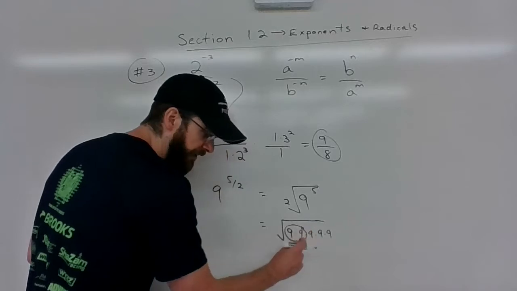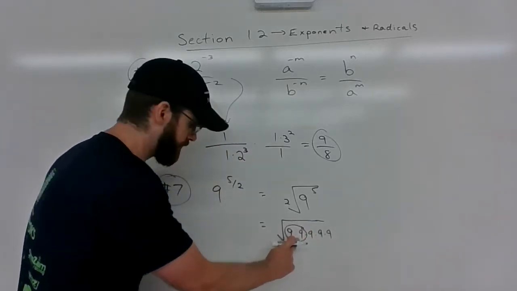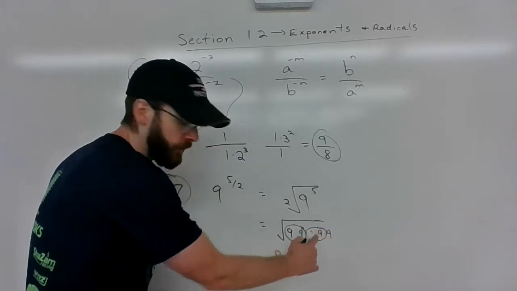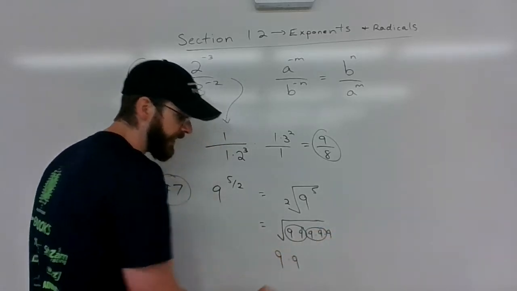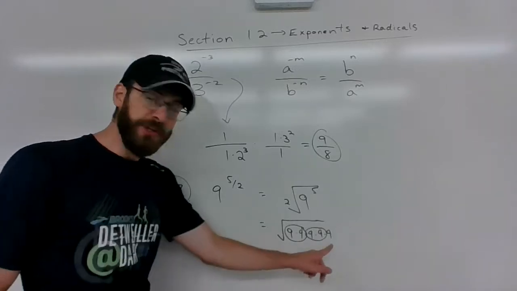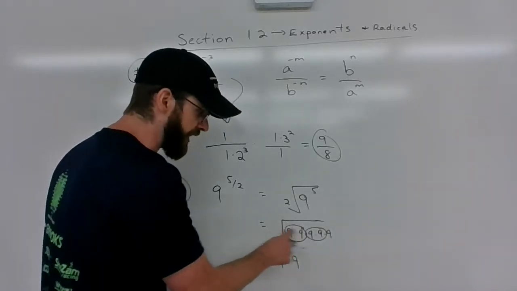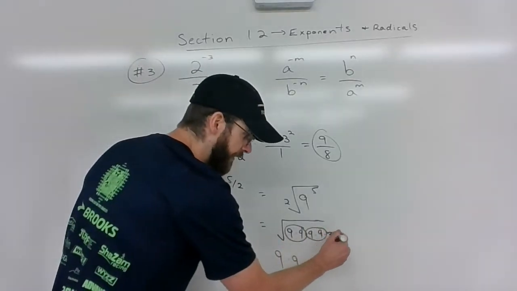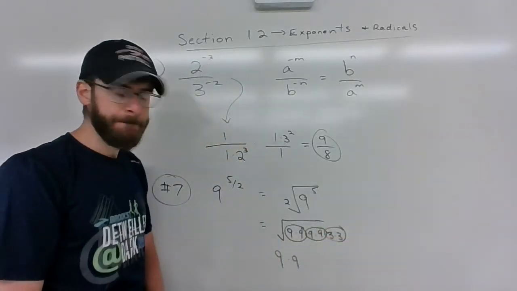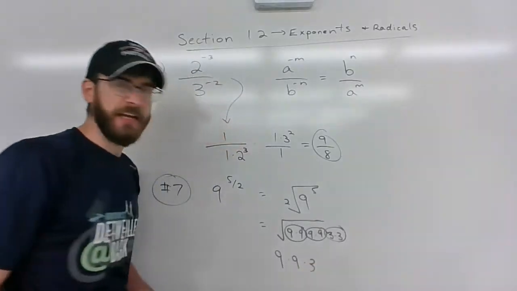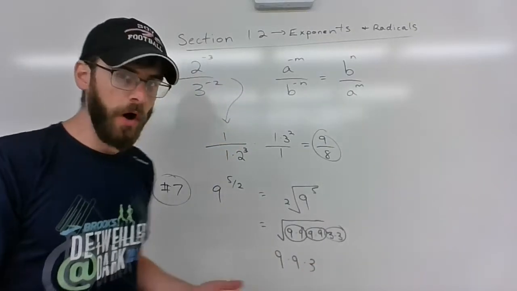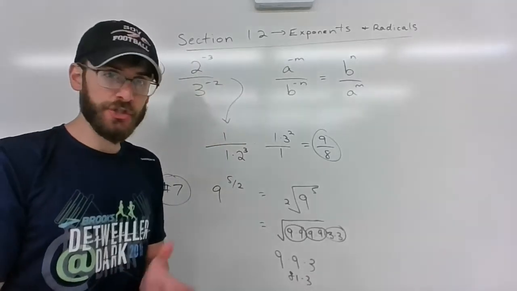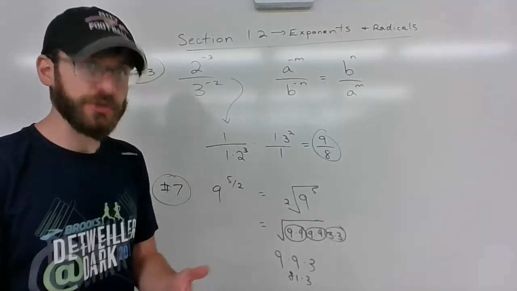The square root of 81 is 9. The square root of another 81 would be multiplied by 9 again. And then when you think about 9, the square root of an individual 9 would be 3. So it's 9 times 9 times 3, which ends up being 81 times 3, which 80 times 3 is 240. 1 times 3 is 3, so it's 243.